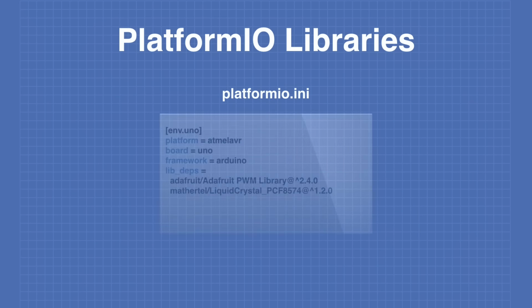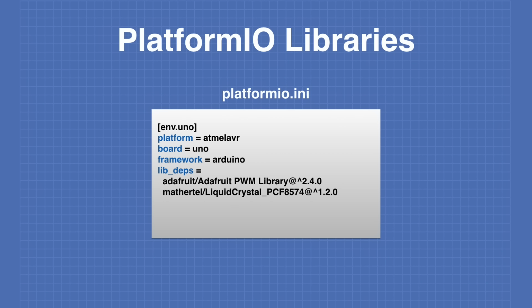The parameters for your PlatformIO project, including the libraries that it depends upon, are stored in a file called platformio.ini, and we'll be taking a look at that file in a few moments. So now we'll build a project to illustrate how to use PlatformIO libraries.